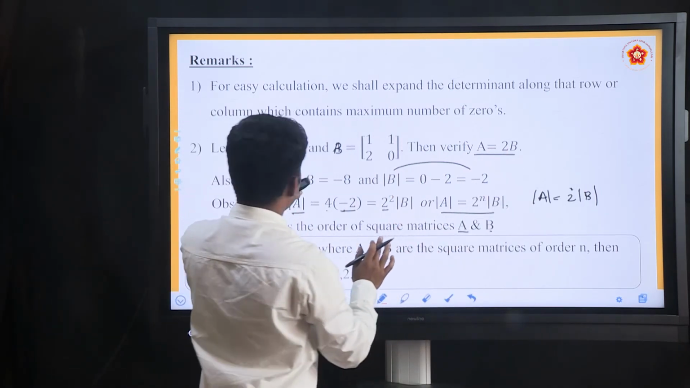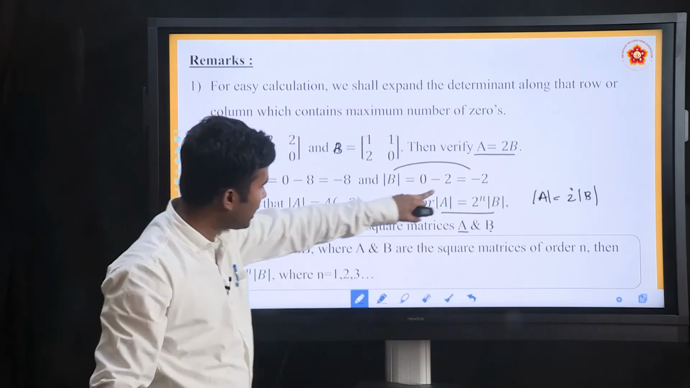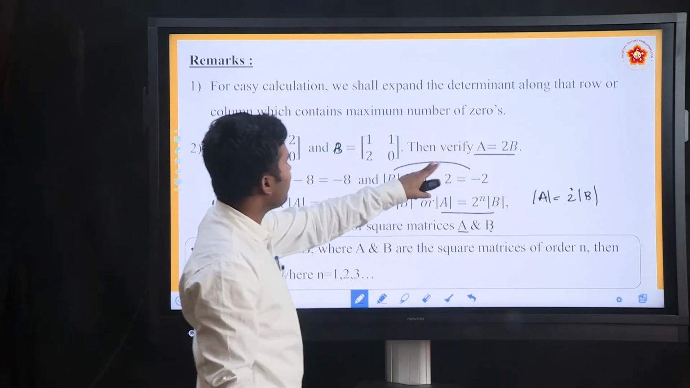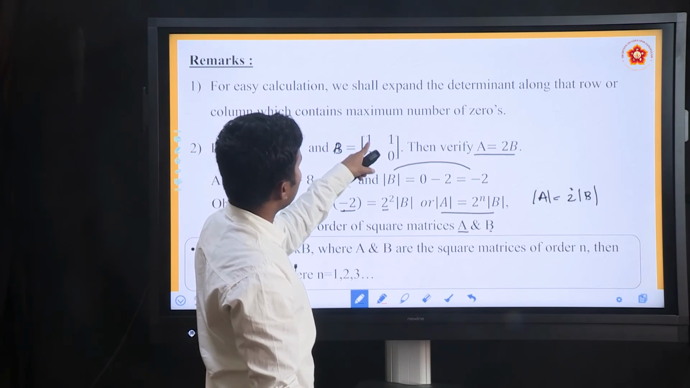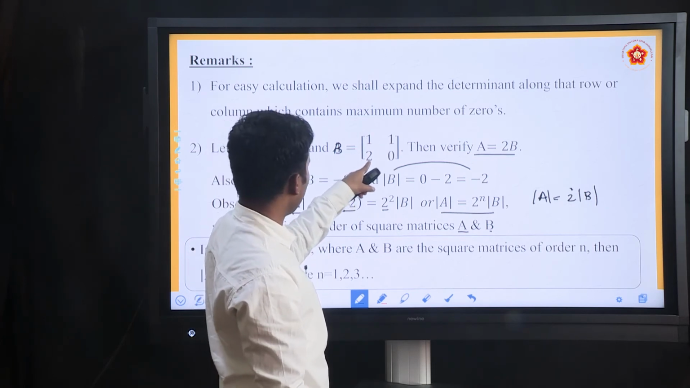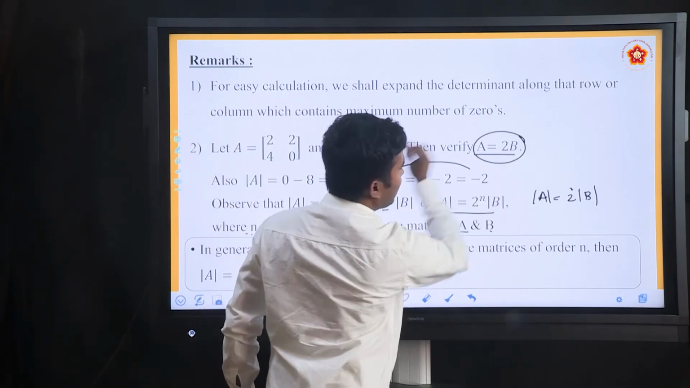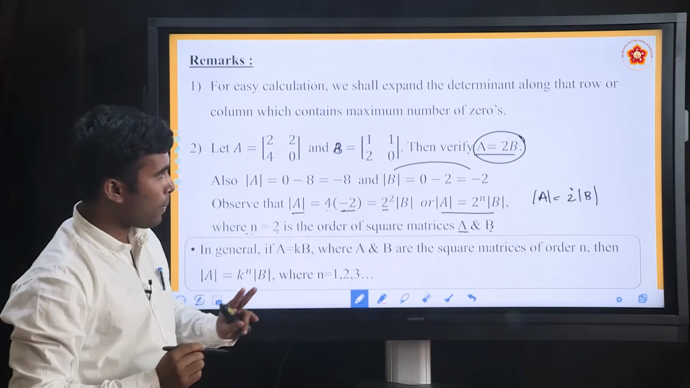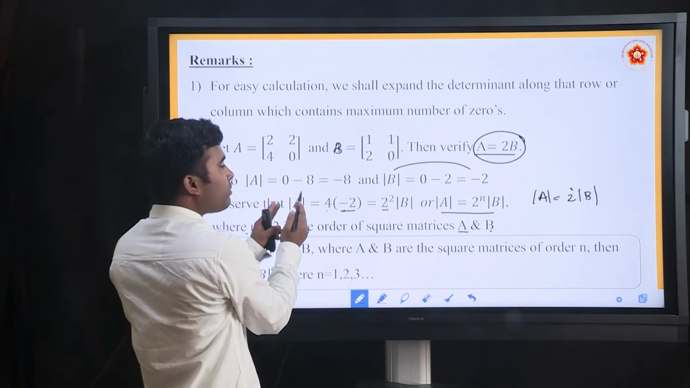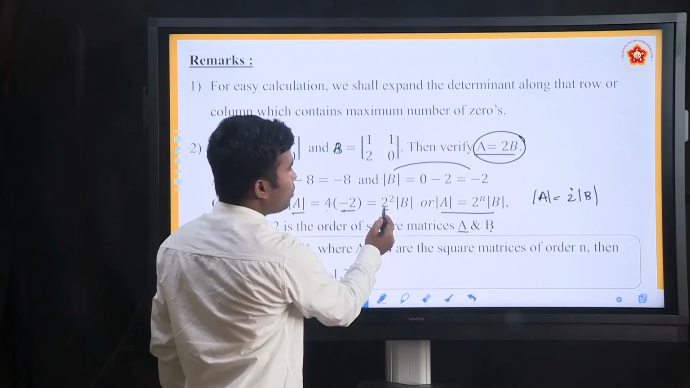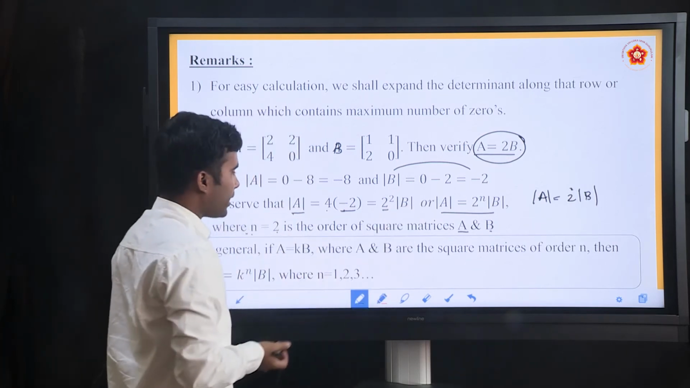What is A? 2 4 1 0. What is 2 times B? 2 times B means we have to multiply the scalar 2 with the matrix B. So, it will give the same thing as A. If you multiply 2 here, 2 into 1 is 2, 2 into 2 is 4, and 2 into 0 is 0. So, we can verify that A is equal to 2B. If you verify this, we can write that the determinant of A is equal to 2 to the power 2 into the determinant of B. That is how we can do it.